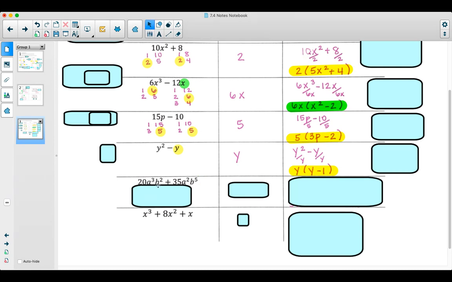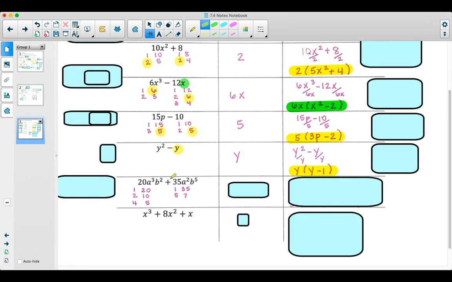20a to the third b squared plus 35a squared b to the fifth. Just like the first couple examples, I have to figure out the GCF, or the greatest common factor, between 20 and 35. So 1 and 20, 2 and 10, 4 and 5. Between 35, just 1 and 35, and 5 and 7. Remember, if you get stuck, in our notebook should be that multiplication chart that we can use. I see they both have a 1 in common, and I see they both have a 5 in common.